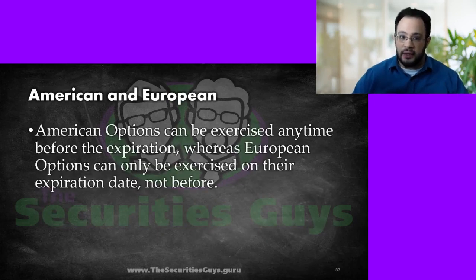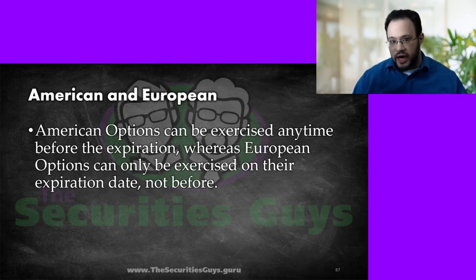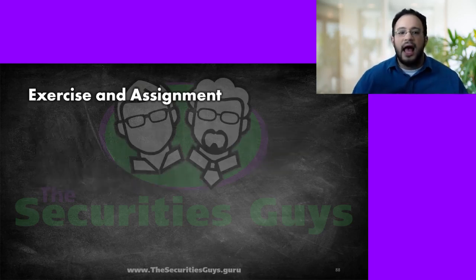American and European. American options can be exercised any time before the expiration. If they don't specifically ask you or tell you what the option is, assume it is an American option. European options can only be exercised on their expiration date, not before. That's the only difference. And it's unlikely that you're really going to see this, but I still want to cover it just in case.